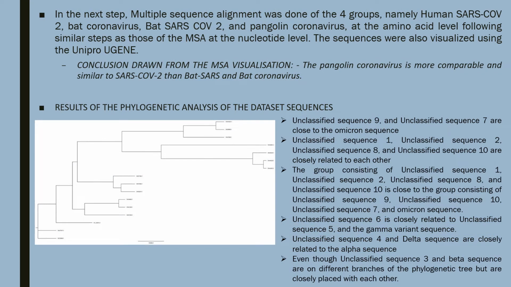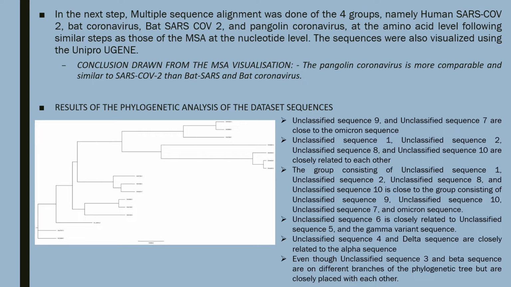In the next step, multiple sequence alignment was done of the four groups, namely human SARS-CoV-2, bat coronavirus, bat SARS-CoV-2 and pangolin coronavirus at the amino acid level, following similar steps as those of the MSA at the nucleotide level. The sequences were also visualized using the Unipro UGENE software. Unlike the multiple sequence alignment at the nucleotide level, the dissimilarity index was obtained using the UGENE software in the MSA at the amino acid level.